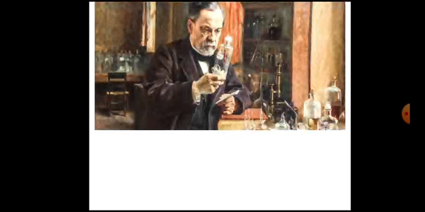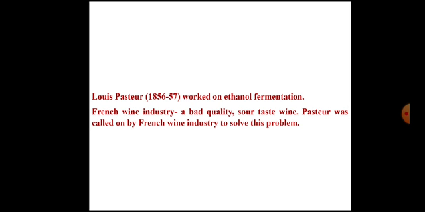Later on, it was Louis Pasteur who worked on the germ theory of fermentation. In 1856-1857, he worked on several fermentations. One of the fermentations he was working on was ethanol fermentation. During his study, he made several theories and discoveries. At that time, the French wine industry was facing a severe problem of producing very bad quality, sour-tasting wine. The industry was facing a huge loss because of this.